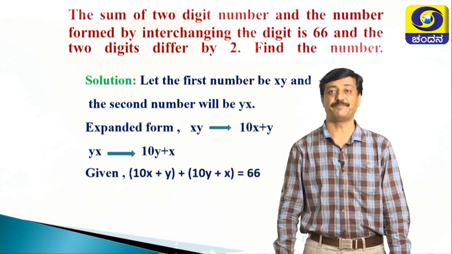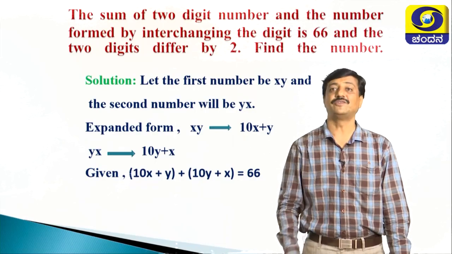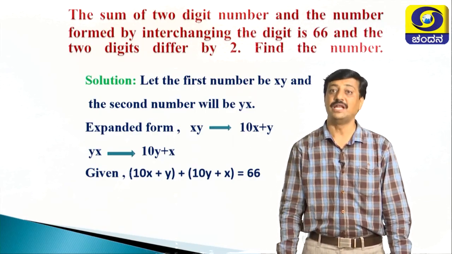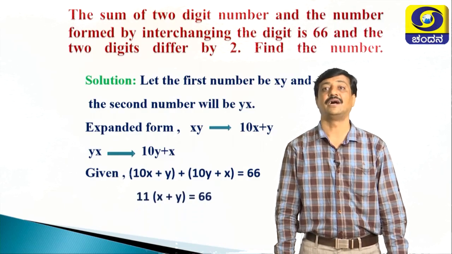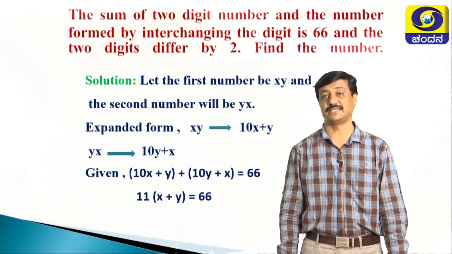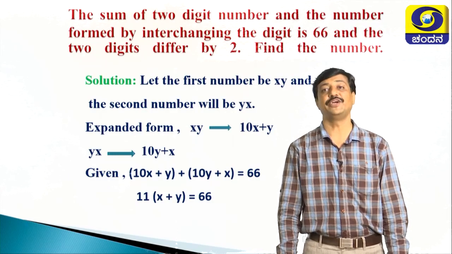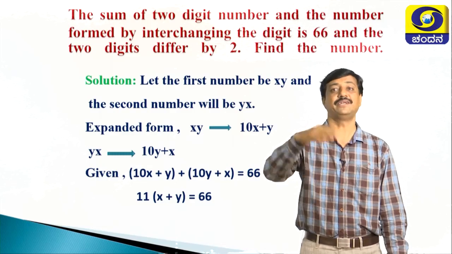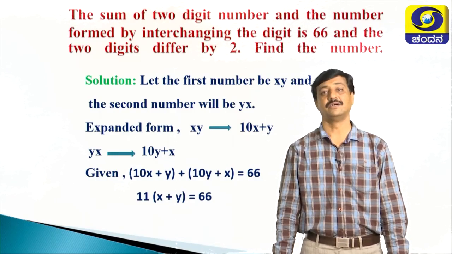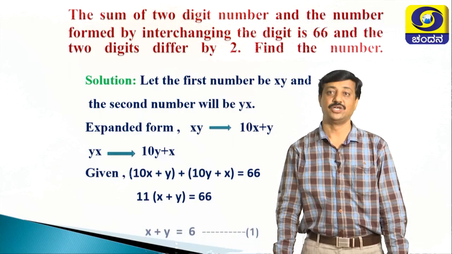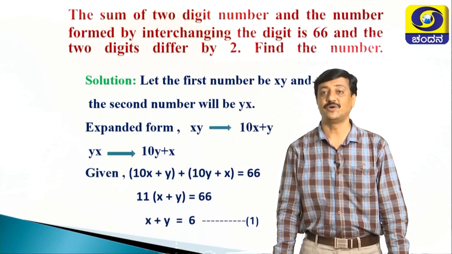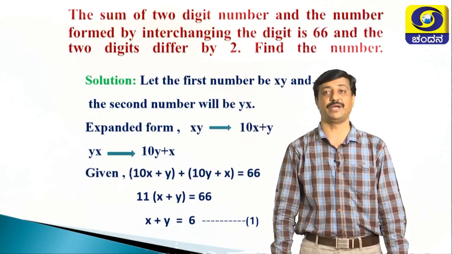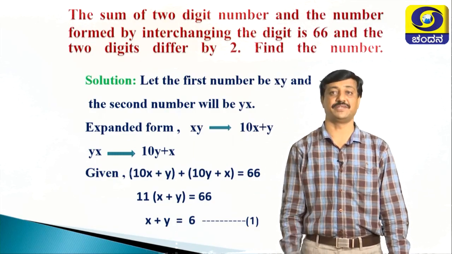In the next step, we add like terms. 10x plus x becomes 11x, and 10y plus y equals 11y. Finally, after taking 11 as a common factor, you get 11 into x plus y is equal to 66. Now transpose 11 to the other side, or divide both sides by 11, and you get x plus y is equal to 6, which is the first equation. With the help of the first statement, you can get the first equation.